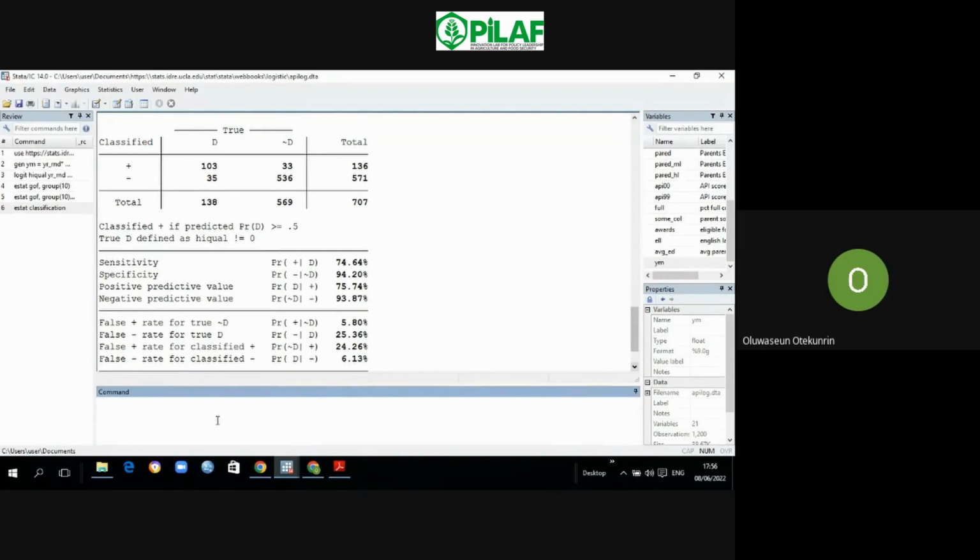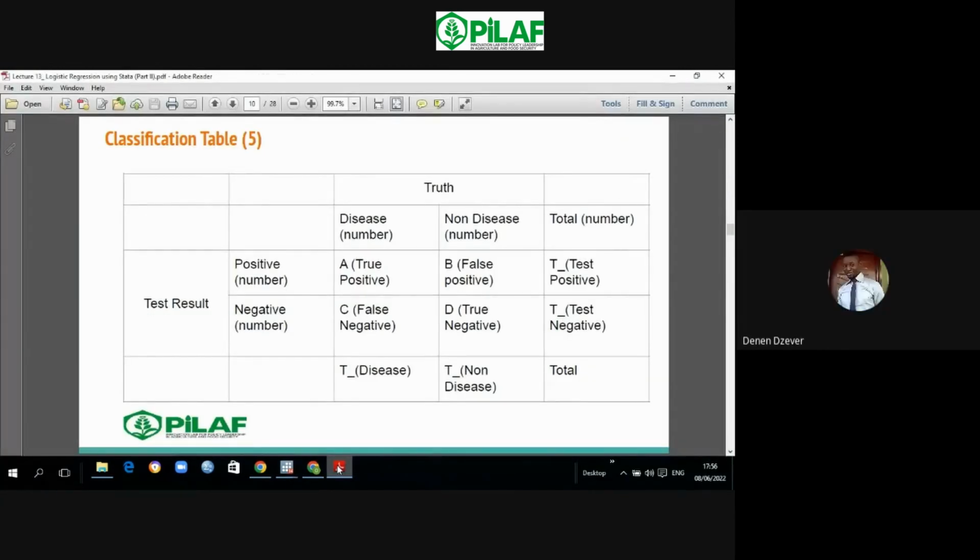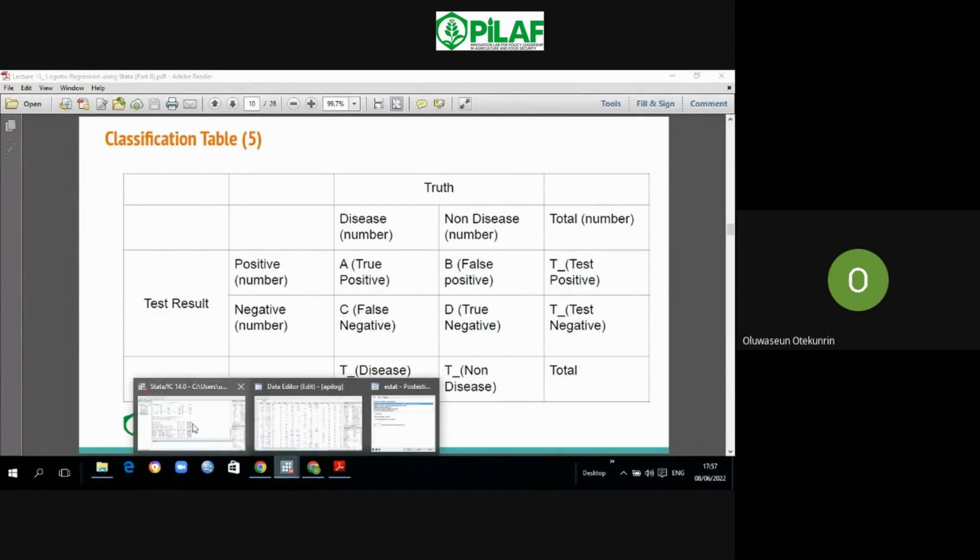So the next one is false negative. False negative for those that are of high quality. You know, high quality is the one we are calling our own positive. So the ones that are now false negative, you can get it in cell C. False negative is cell C. Again, go to the column total for that place. So that is 35 over 138 times 100. That gives you the false negative rate.